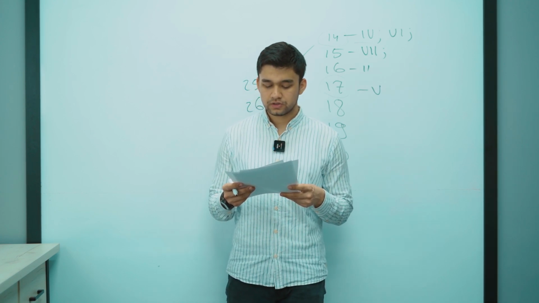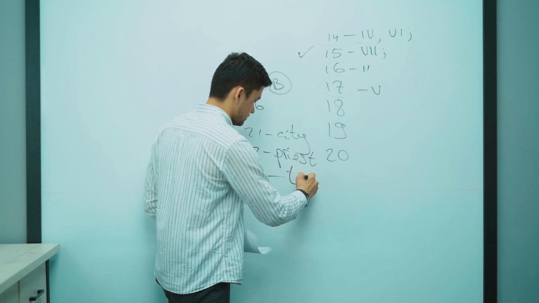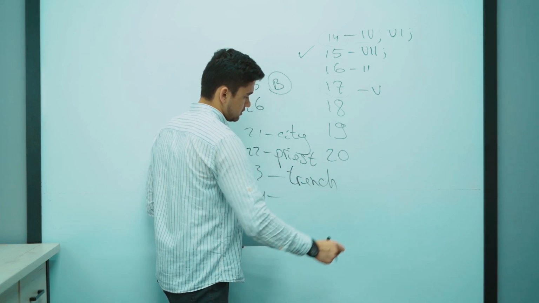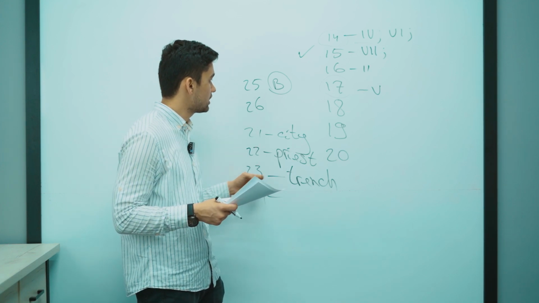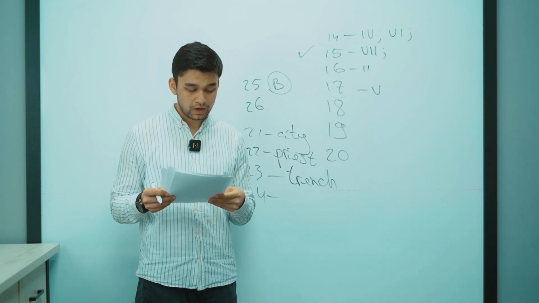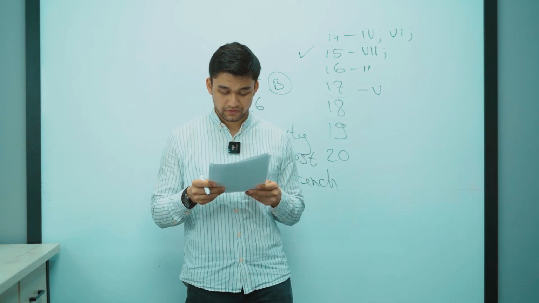A long trench encircled the wall. So 23 is trench. So congratulations. We found 1, 2, 3, 4 answers from 1, only D. But we don't stop here. We read until the end.